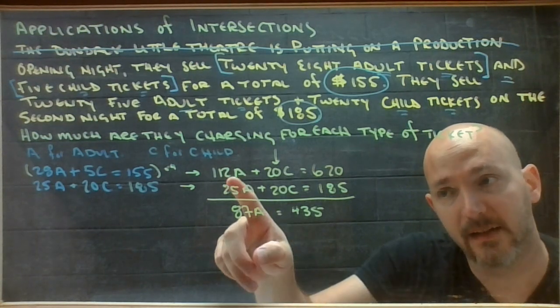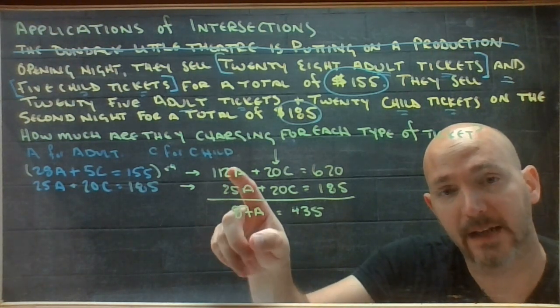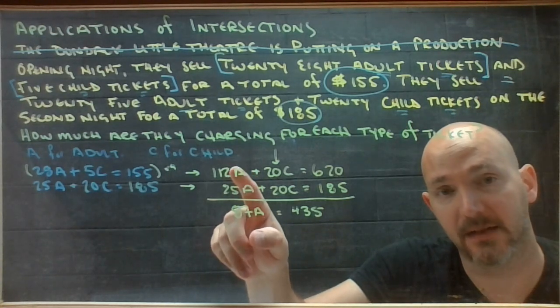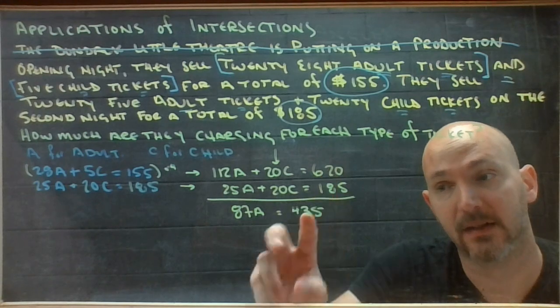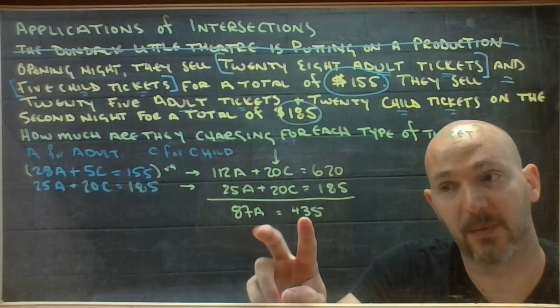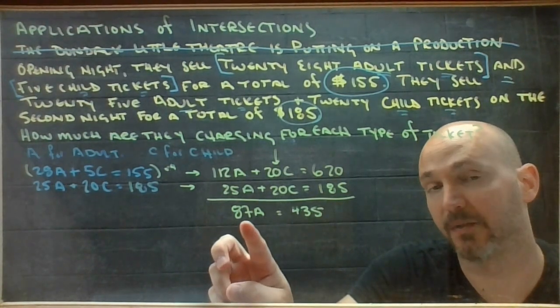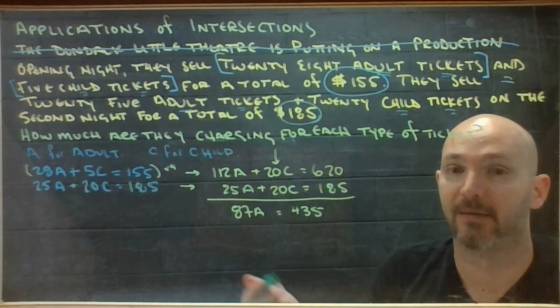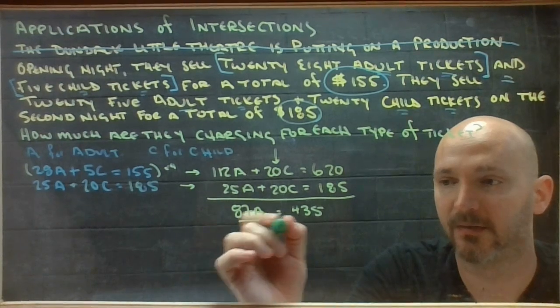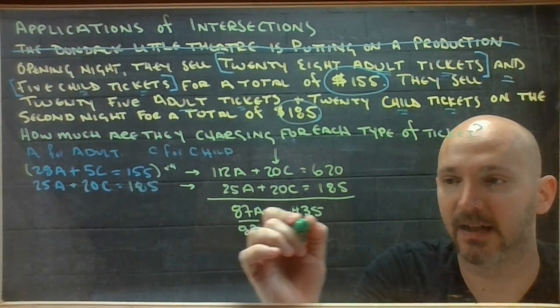So if I figure out how many more adult tickets were sold in this line, and I figure out how much more money there is in this line, then I should be able to distribute that money over the number of adult tickets and figure out how much each costs. So to finish, got to divide out this 87.